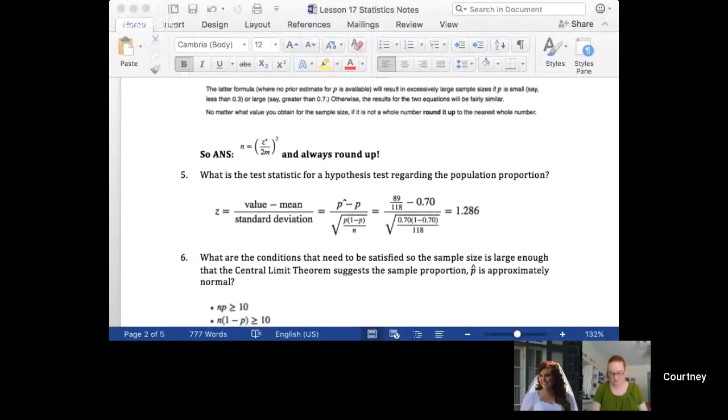What are we going to do? You're using the regular z-score equation, like z equals value minus mean divided by standard deviation, which is p hat minus p divided by the square root of p times 1 minus p divided by n. Okay. So it would be 0.475 minus 0.6.